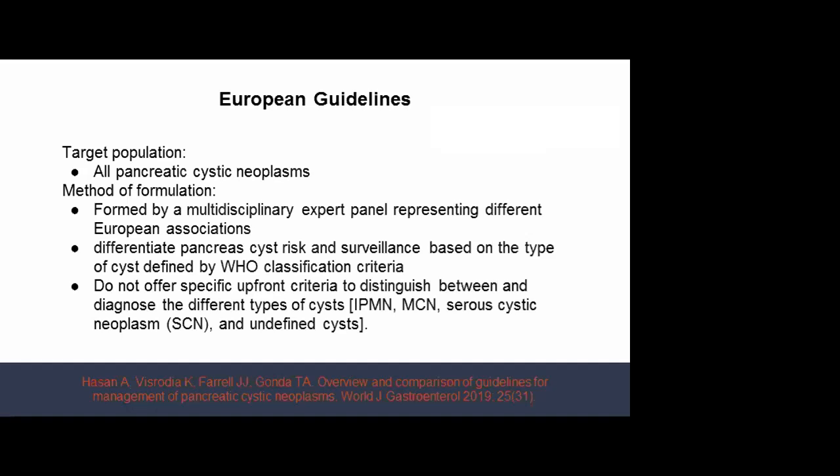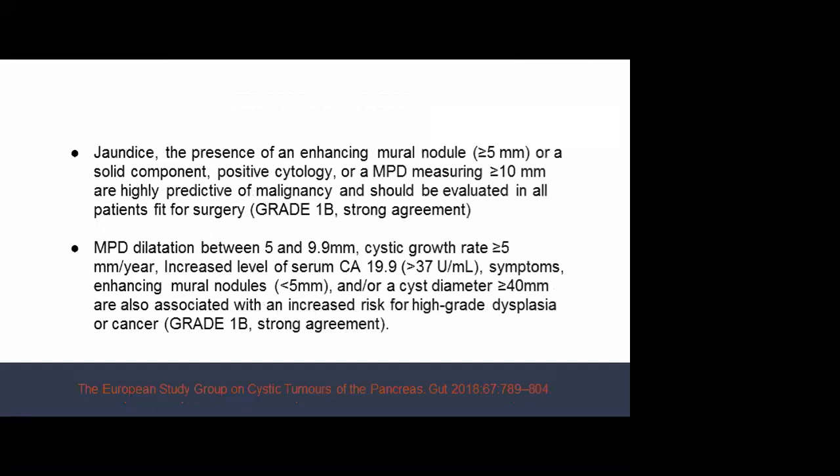And one important drawback of these guidelines is that they do not offer specific upfront criteria to distinguish between various cystic lesions of the pancreas. They only give the guidelines after the diagnosis or confirmation of which type of cystic lesion it is. So they didn't give guidelines on how to identify which type of cystic lesion it is.